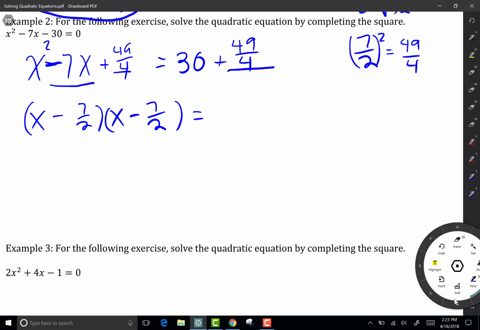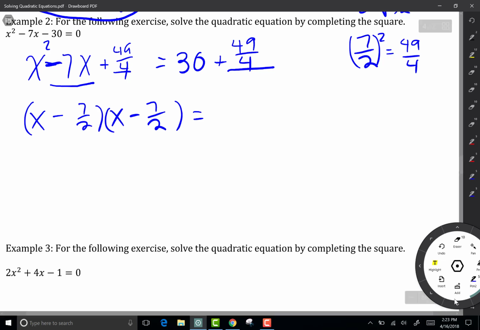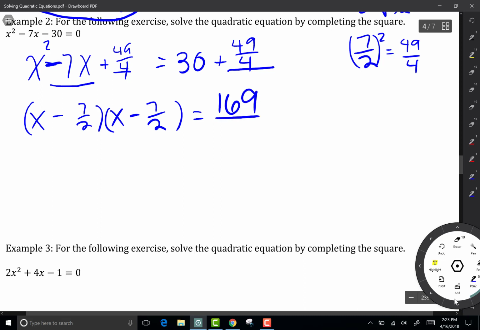Now, when I take the 30 plus the 49 over 4, that gives me 169 over 4 when I add those together. So now I can write this as x minus 7 halves squared, because they're both the same thing, equals 169 over 4.